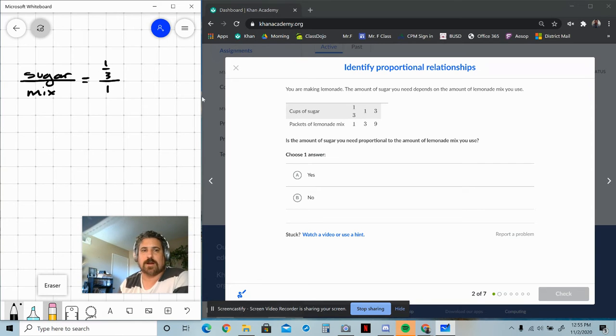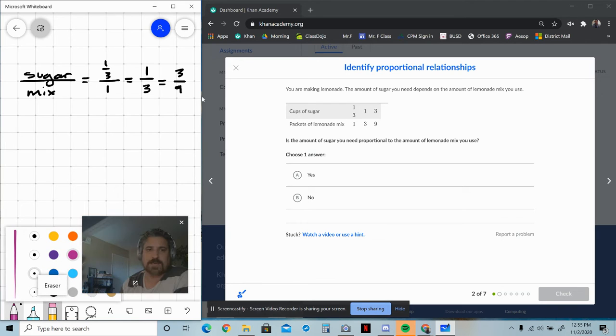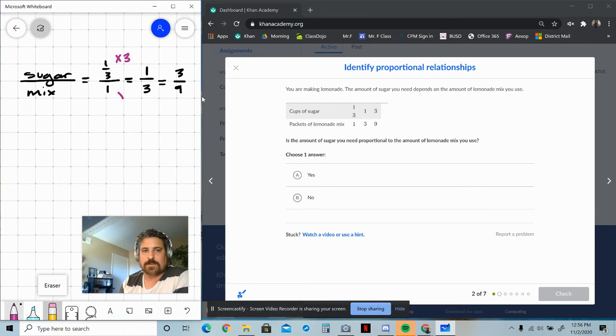So this is the ratio: for every packet of mix, you should have 1/3 cup of sugar. And if that ratio stays constant, you have a proportional relationship. Is that the same as 1 over 3? Is that the same as 3 over 9? Are all of these ratios constant? In other words, is the ratio of sugar to lemonade mix always the same? When we investigate this, we can see that here you just multiply top and bottom by 3 and you get the same value. So that's a definite yes. And to get to this one, all you have to do is take this value and multiply top and bottom by 3. So that's also a definite yes. So that ratio is staying constant. All those ratios are the same. Therefore, it's a yes.